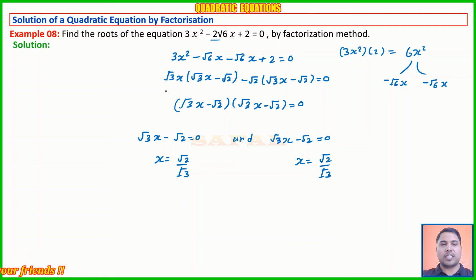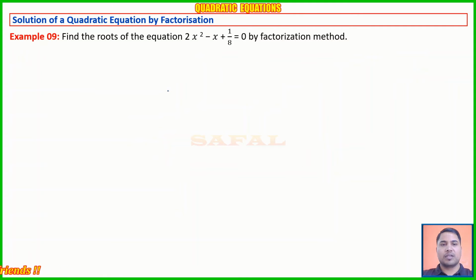So let's take up one more example. Find the roots of the equation 2x square minus x plus 1 by 8 equals 0 by factorization method. So this question has been taken from NCERT Textbook. अब मैं क्या कर सकता हूँ, इस इक्वेशन को पहले मैं सिंप्लीफाई कर सकता हूँ. इस फ्रैक्शन को मैं क्या करूँगा, सबसे पहले मैं ख़त्म करूँगा.